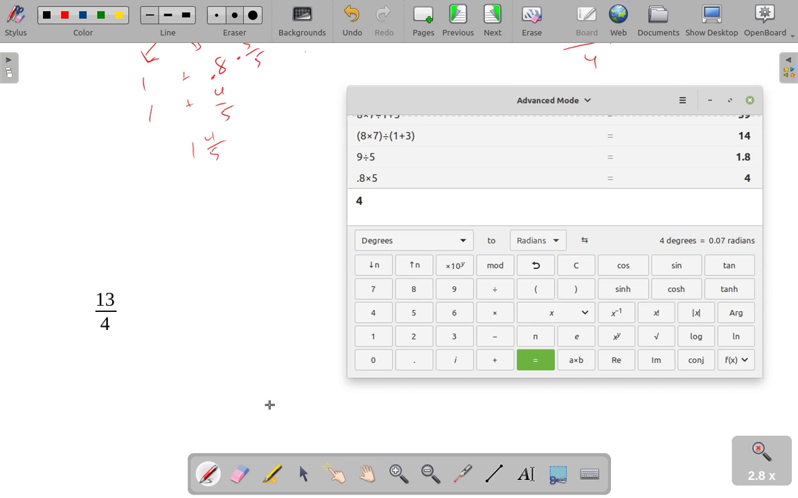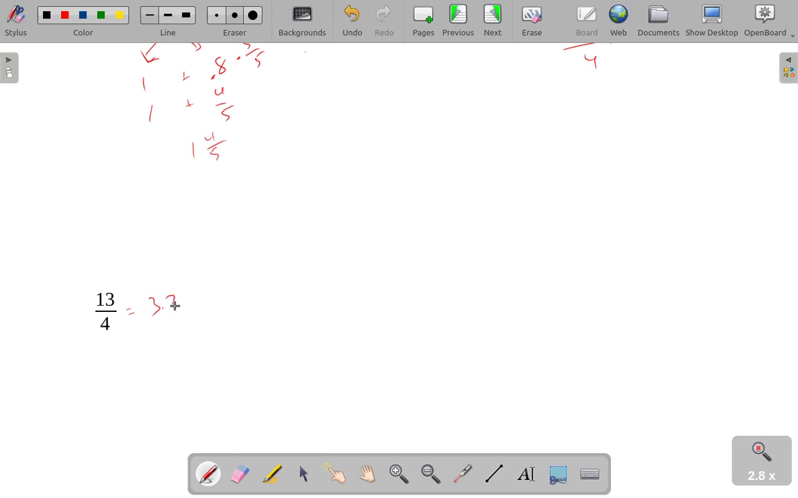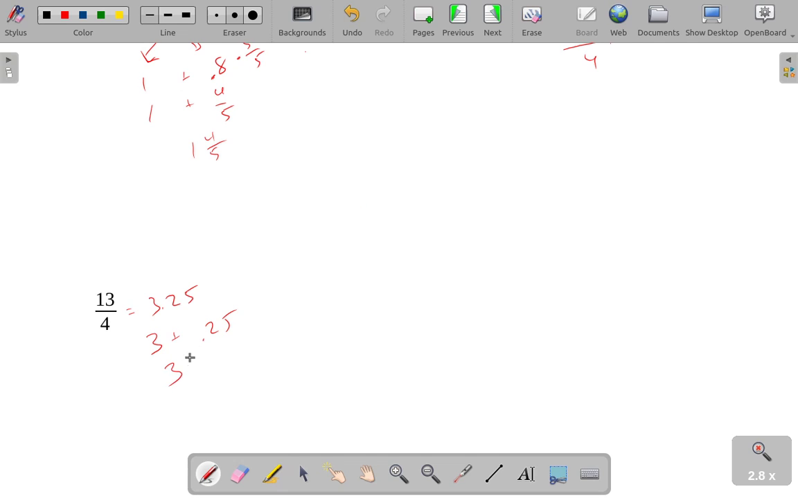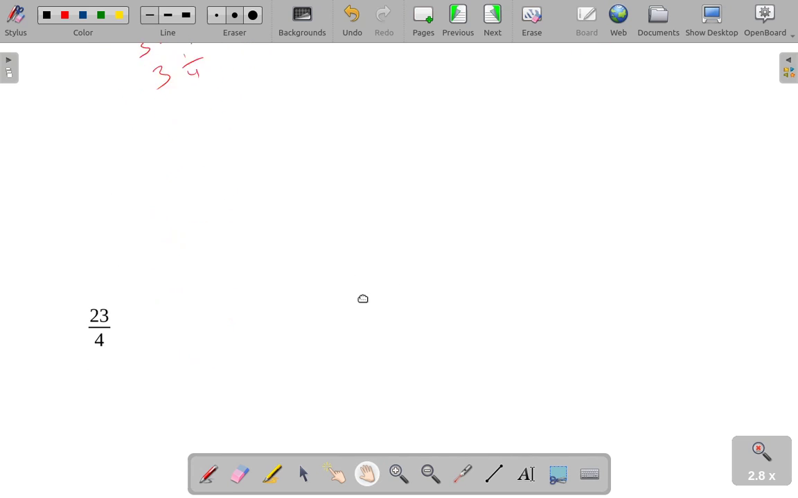13/4, and I'll do this entirely on the calculator here. So 13 divided by 4 gives me 3.25. So this is 3, that's the whole part, plus 0.25. The fractional part here, 0.25. 0.25 times 4 gives me 1. So this is 3 and 1/4. Do it one more time here. 23/4.